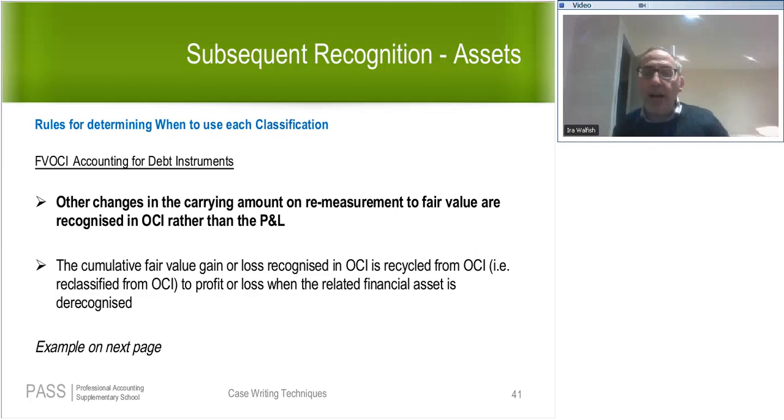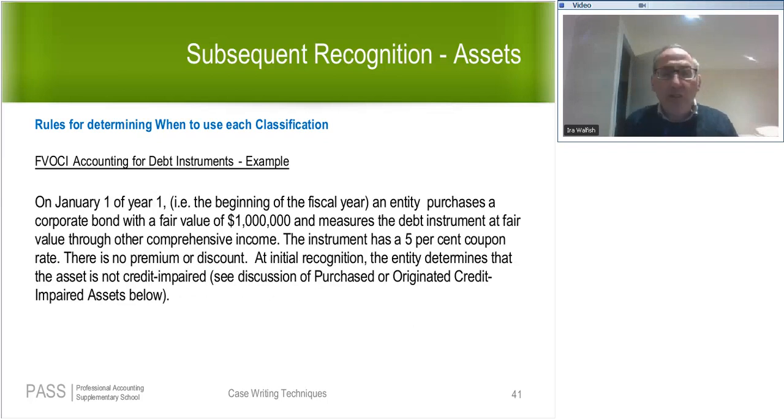So this example is specifically where I'm using the FVOCI category for a debt instrument. On January 1st of year one, the beginning of the fiscal year, an entity purchases a corporate bond with a fair value of $1,000, and measures the debt instrument at fair value through OCI. Let's assume the instrument has a 5% coupon rate. So the interest will be at 5%, no premium or discount. At initial recognition, the entity determines the asset is not credit impaired. Don't worry about this last point here, guys. It'll become much more clear to you when we talk about impairment later on in the session. But for now, it's not important.